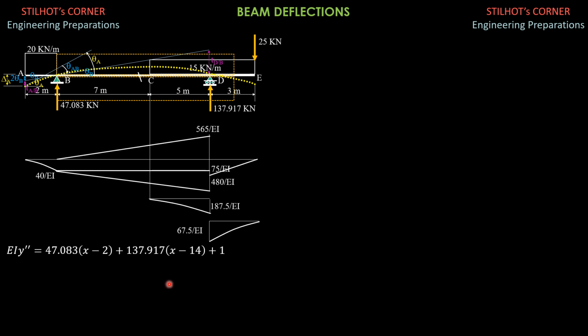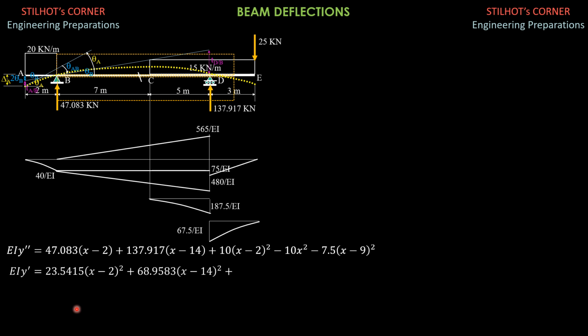So that's EIY prime. We just copy. And EIY. So this is the expression for EIY. So let us continue with theta E.